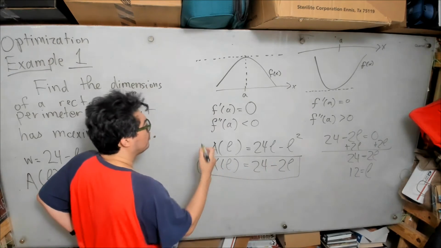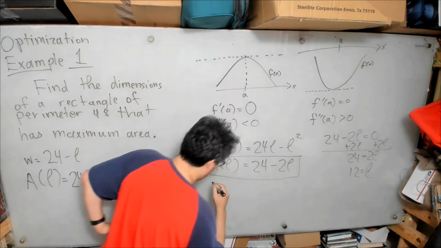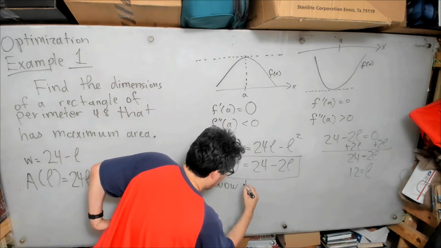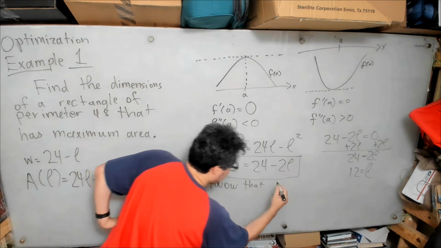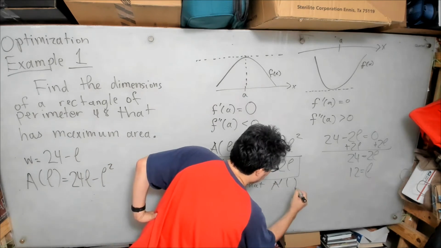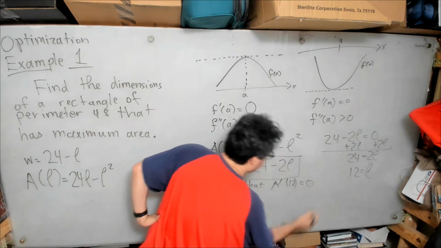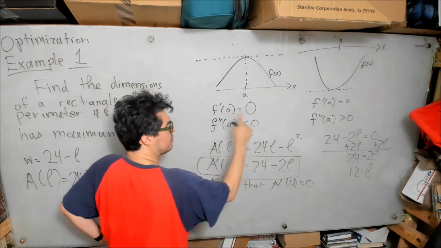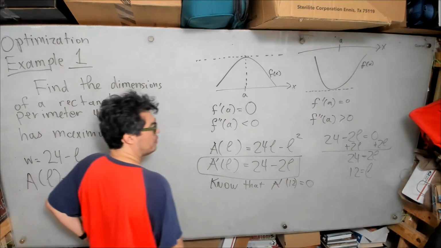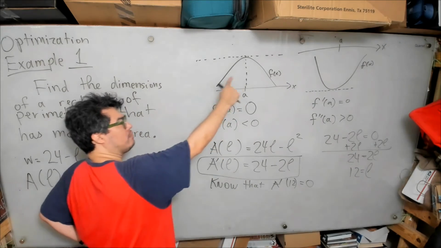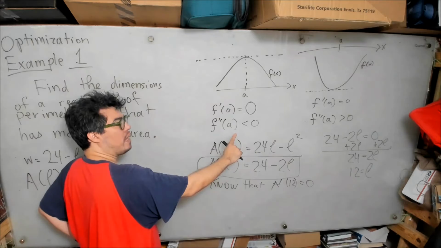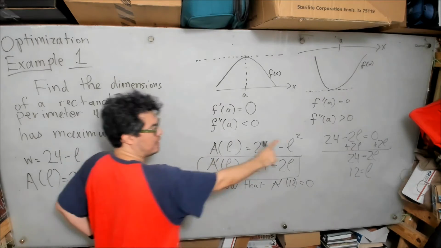So what do we know so far? So we know that A prime of 12 is equal to 0. So you can see that that's true in both of these cases. Okay? But how will we know if it's a maximum or a minimum? We will know it's a maximum or minimum based on the value of the second derivative at that point.